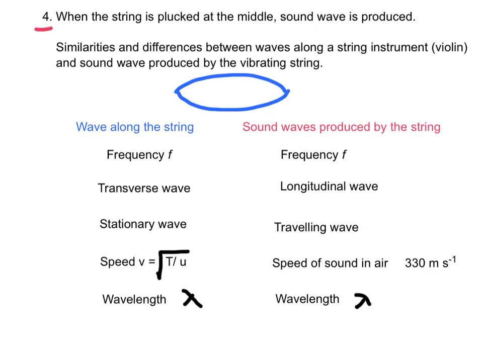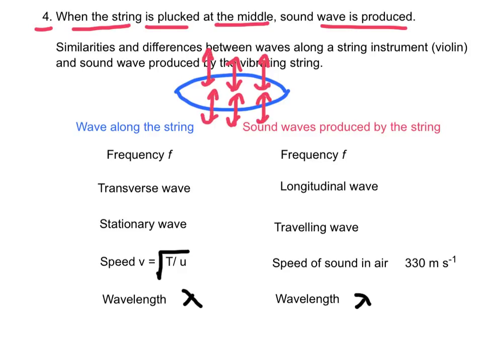Number 4, when the string of a musical instrument is plucked at the middle, sound wave is produced. What are the similarities and differences between the wave traveling along the string and the sound wave produced by the vibrating string?